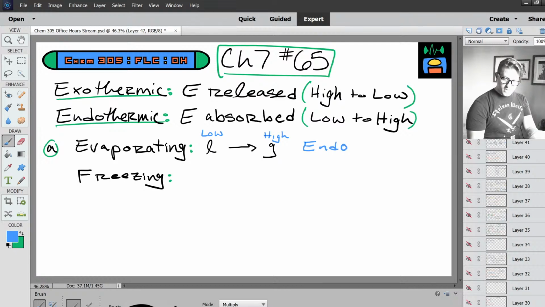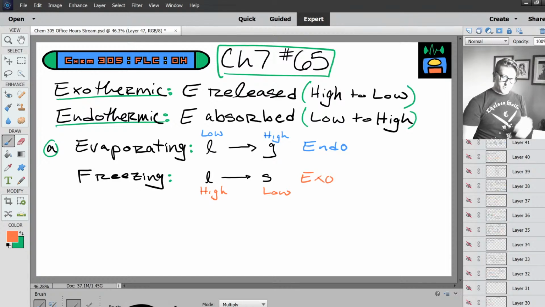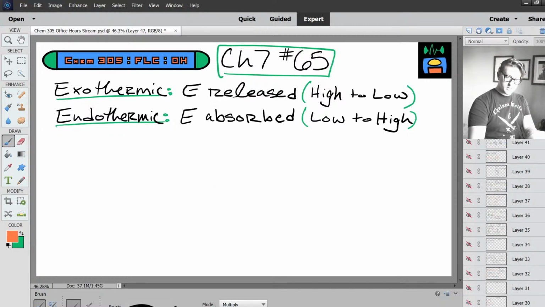All right, now let's look at freezing. Freezing, you're moving from the liquid phase to the solid phase. Liquid phase is higher in energy than the solid phase, so this is high. This is low. So if you're moving from high to low, you're exothermic. All right, so A does not have the same thermicity. These two do not have the same thermicity. Let's look at B.